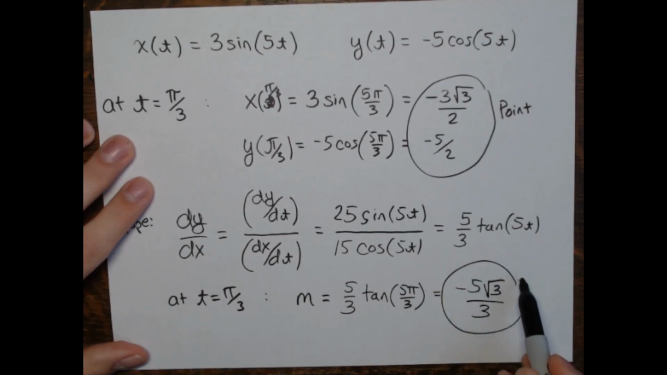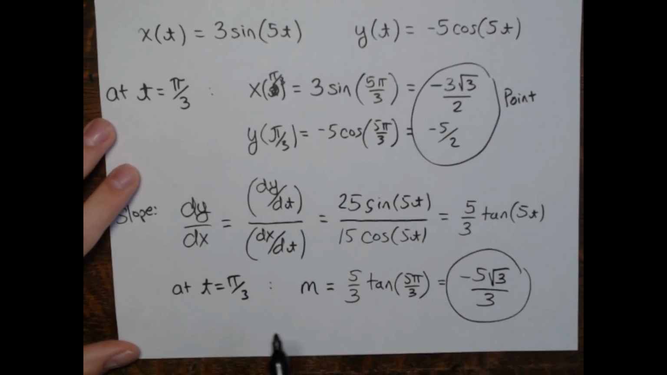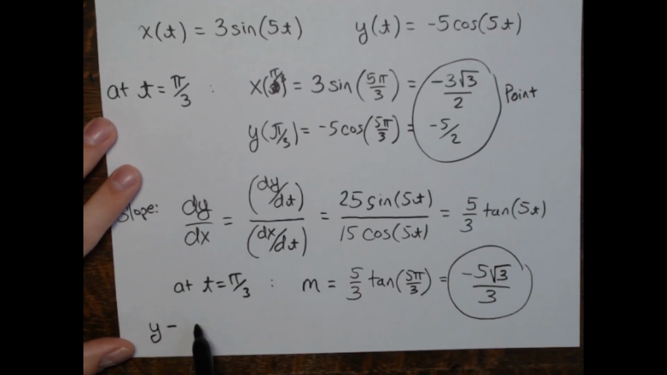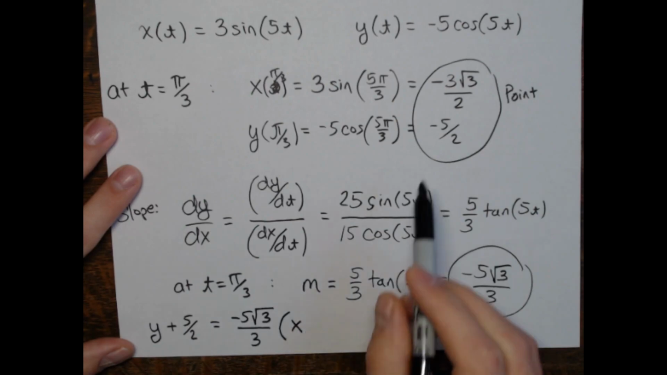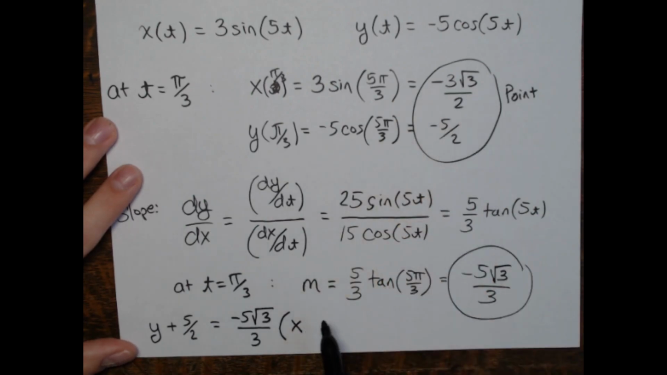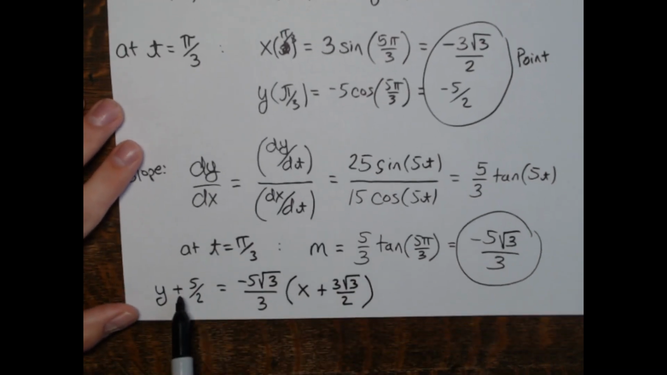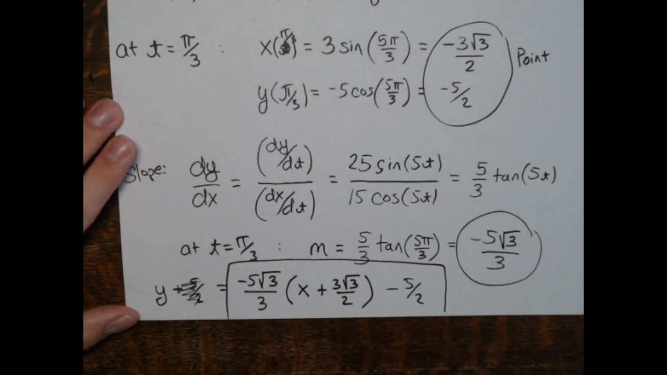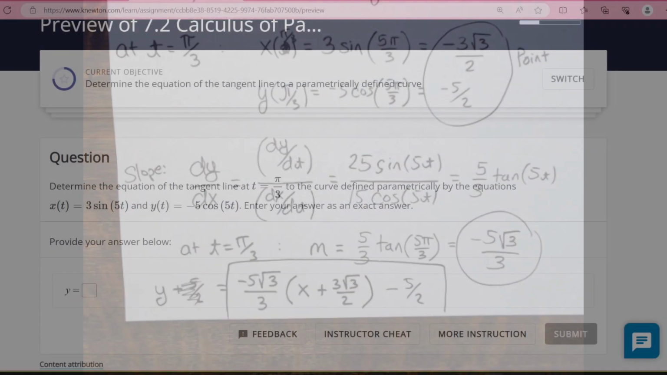So there's the slope and the point. And so the equation of the line would be y minus negative 5 halves, so y plus 5 halves equals the slope, negative 5 root 3 over 3, times the quantity x minus the x coordinate of our point, which would be x plus 3 root 3 over 2. And then, of course, to get y alone like they want, I'm going to subtract 5 halves. So y equals this minus 5 halves. And this right here is what I'm going to type. That'll be our tangent line.